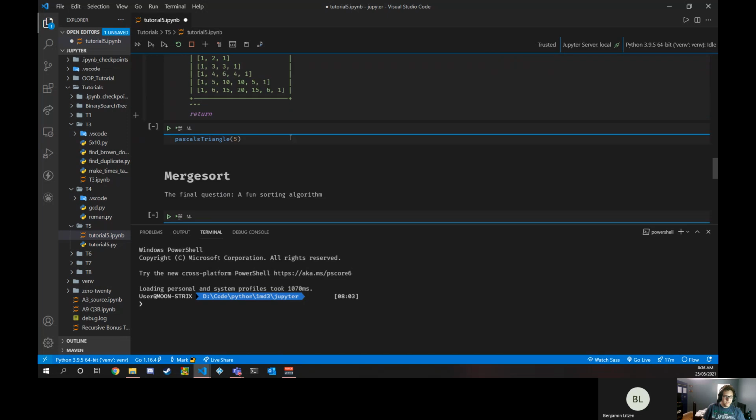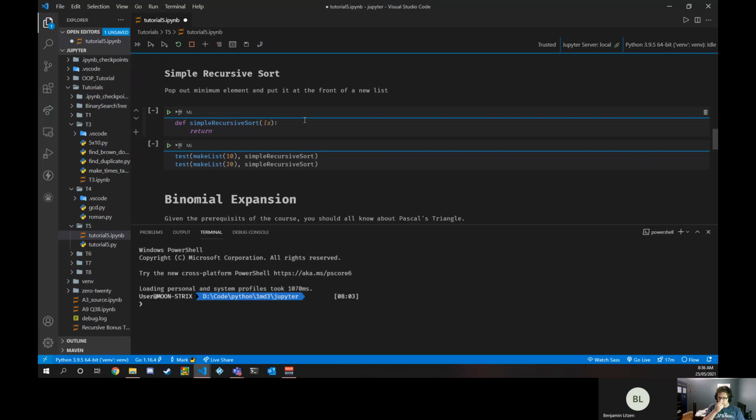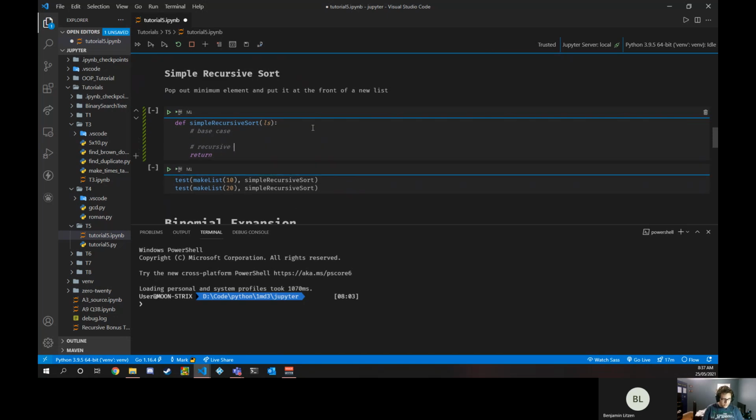The issue is, on assignments, you will be given questions that contain no formulas. You will be given an English description. So let's take a look at a simple recursive sort. The recursive sort will pop out the minimum element and put it at the front of a new list. So what we have to do then is first identify a base case, and then identify a recursive case, because eventually the list has to keep ending.